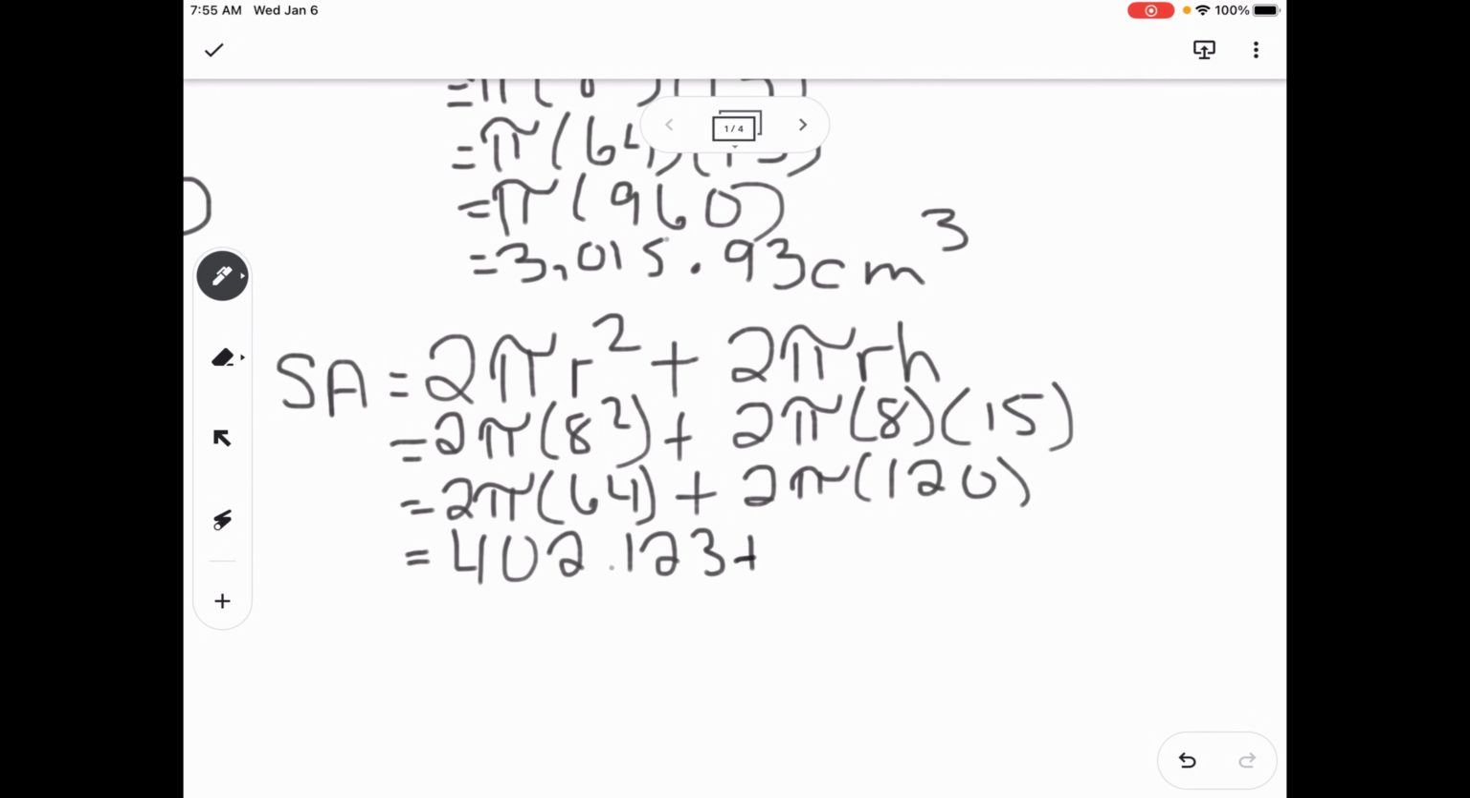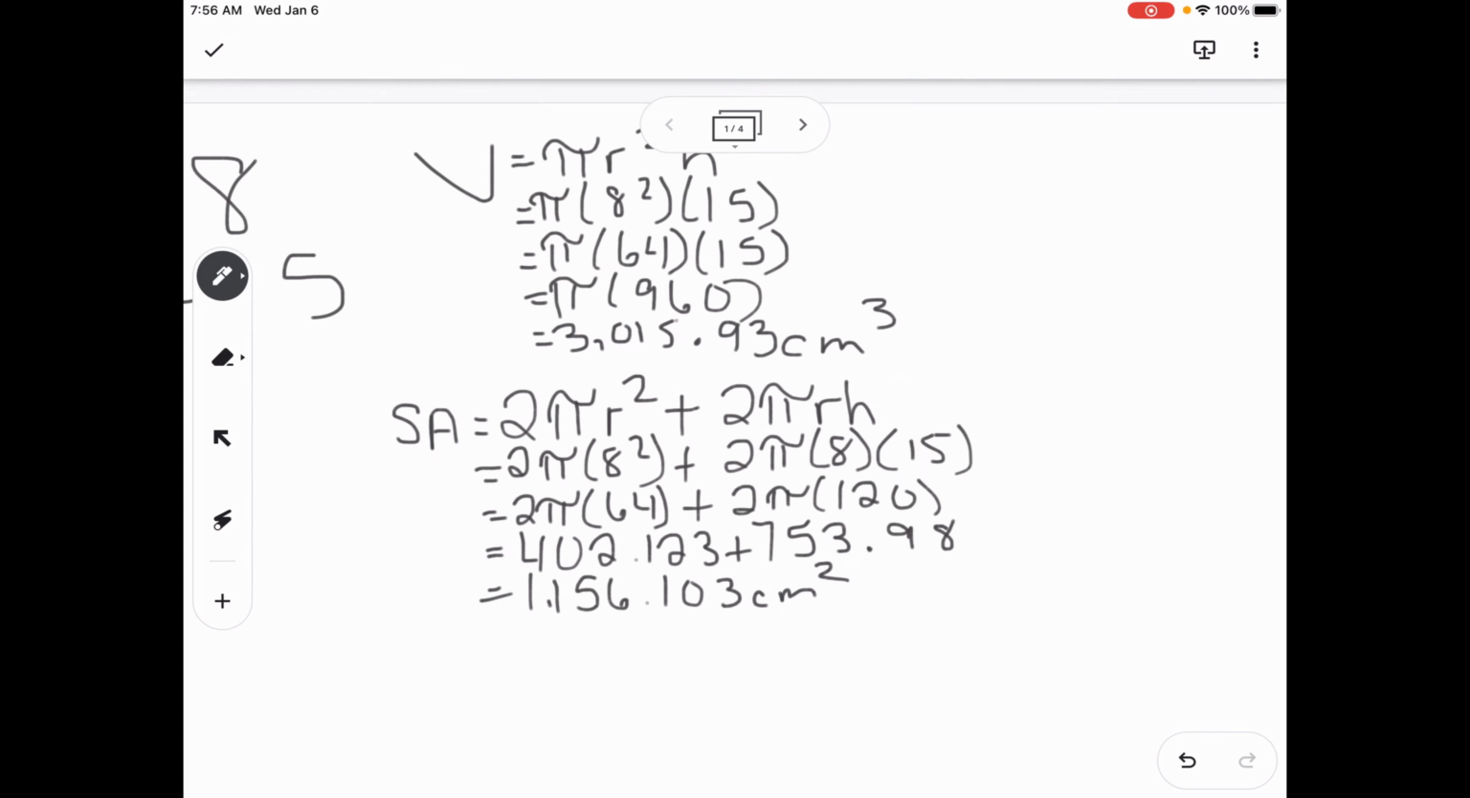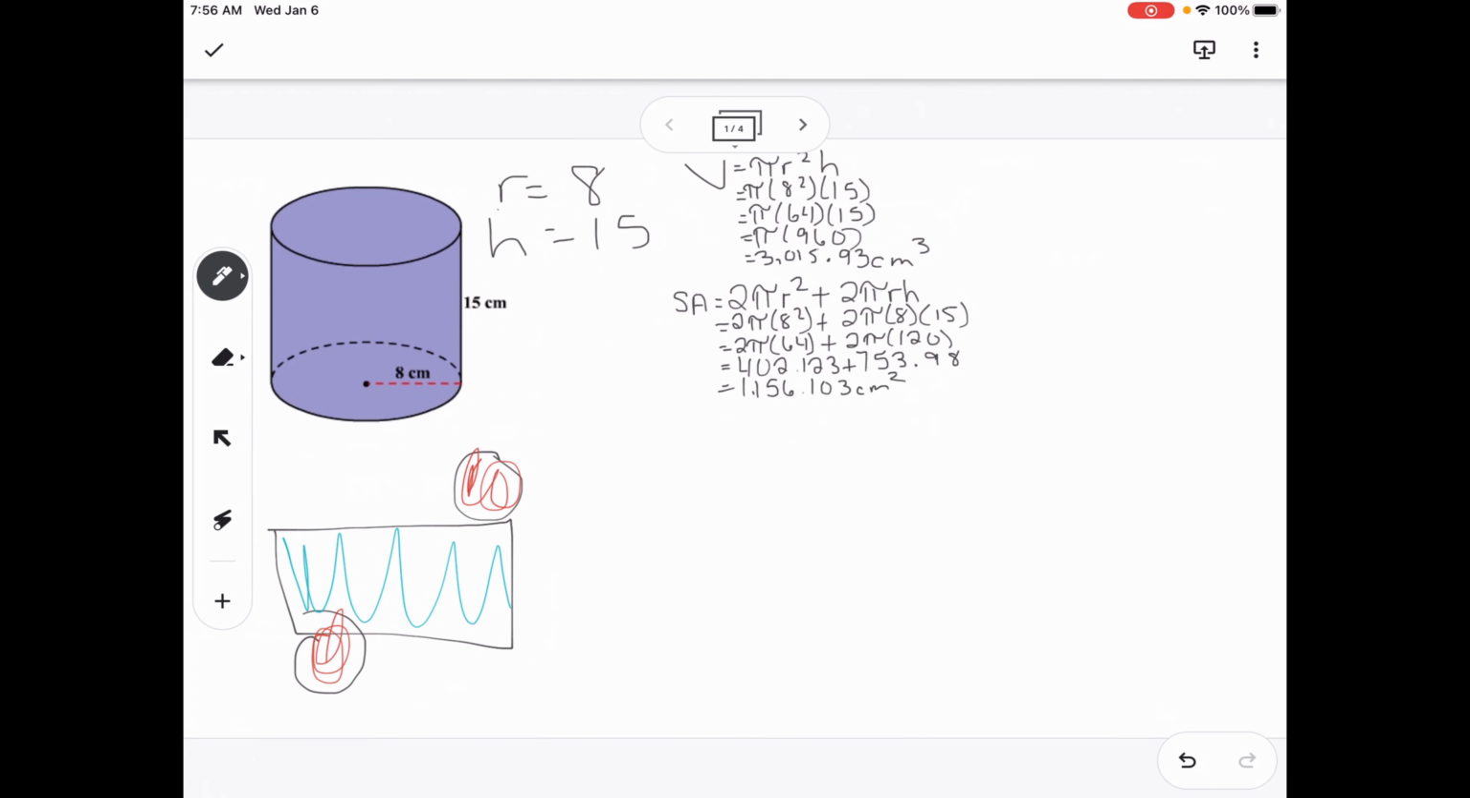402.123. And then we're going to do the same thing on the other side. The other side is 2 times pi, so 3.14159 times 120, which gives us 753.98. And then all we have to do is add those two numbers together. So 753.98 plus 402.123. And the number that we get is 1,156.103 centimeters squared. Because we are working with surface area, it is centimeters squared.